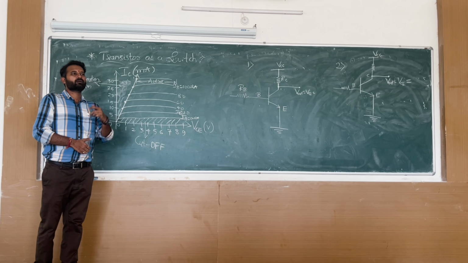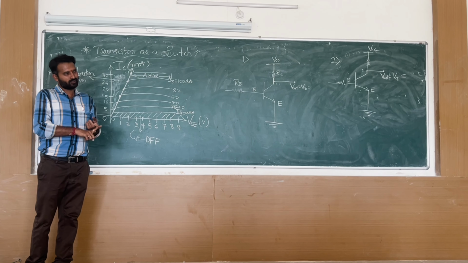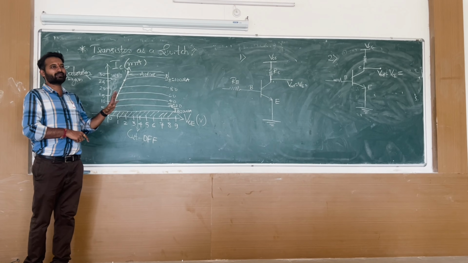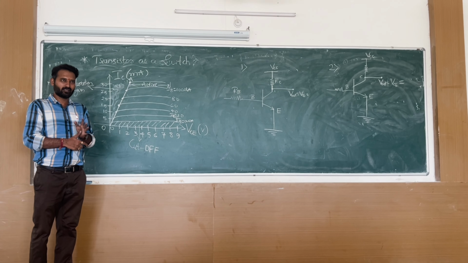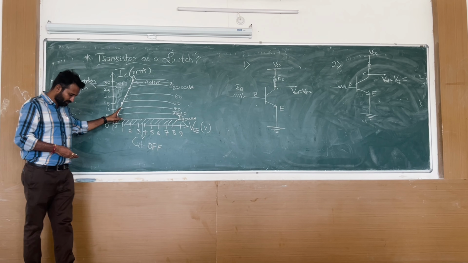Practically, when the diode is under forward bias condition or the transistor is in forward bias condition, it will act as a switch. Practically, let me explain to you.